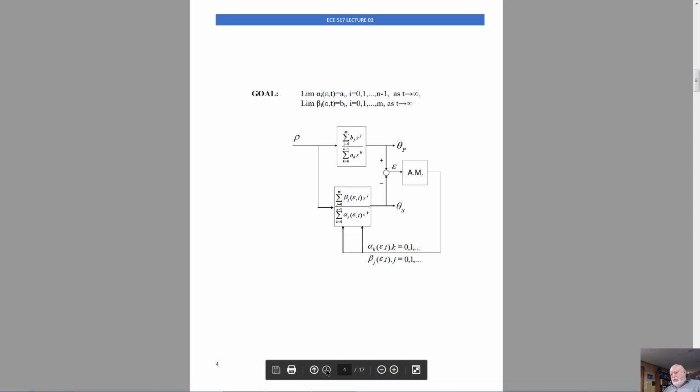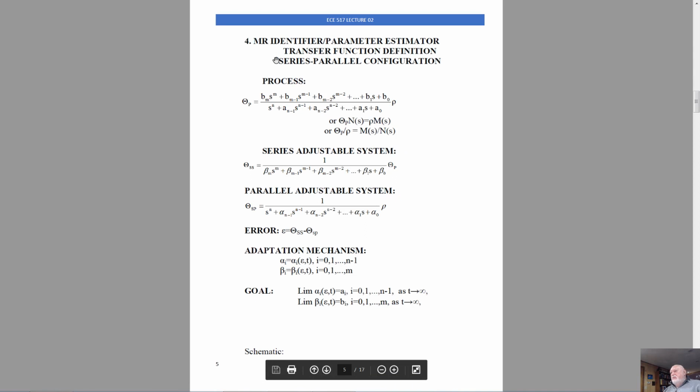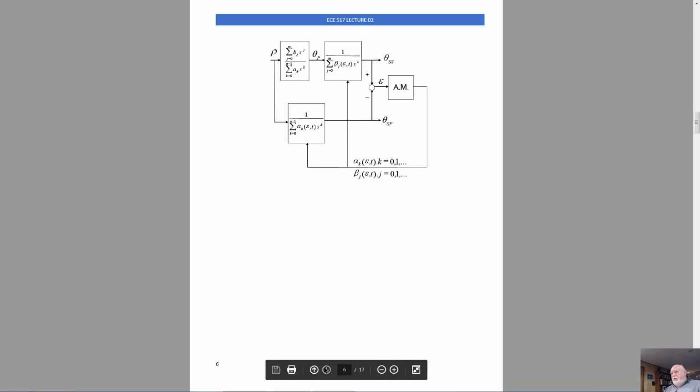Let me proceed and discuss with you another configuration. It is the model reference identifier or parameter estimator. It is the transfer function definition, but we will be looking at the series parallel configuration. Let me show you the schematics first. What you can see here is the real physical process with unknown parameters. The input is rho. The output is theta process. And then there are two adjustable modules, software modules. Look, this module is in series with the process. And this module is in parallel with the process.